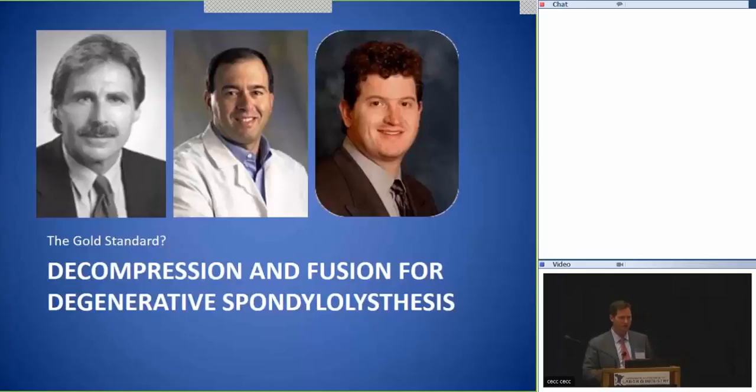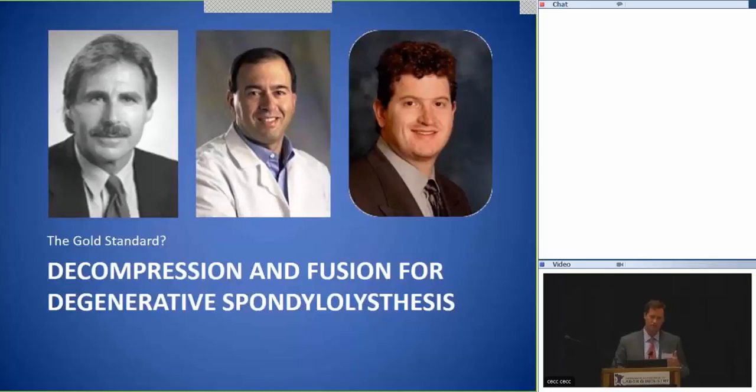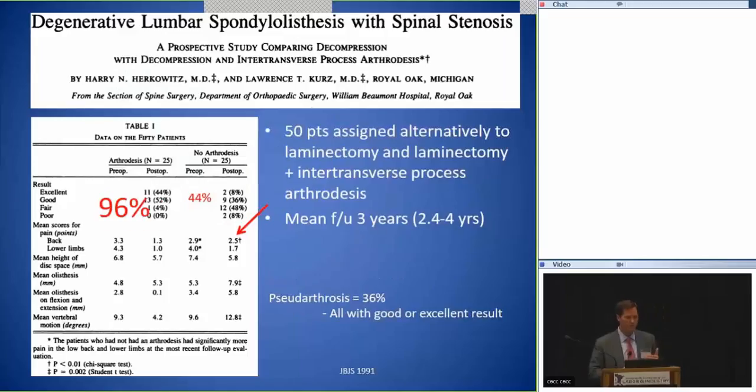And that comes from these three guys, Harry Herkowitz, Jeffrey Fishkin, and Mike Kornblum. The first study by Harry Herkowitz showed that if you did a decompression and fusion for degenerative spondylolisthesis and stenosis, 96% of people had good or excellent results, compared to only 44% of people that had a decompression alone. Well, that got people's attention.